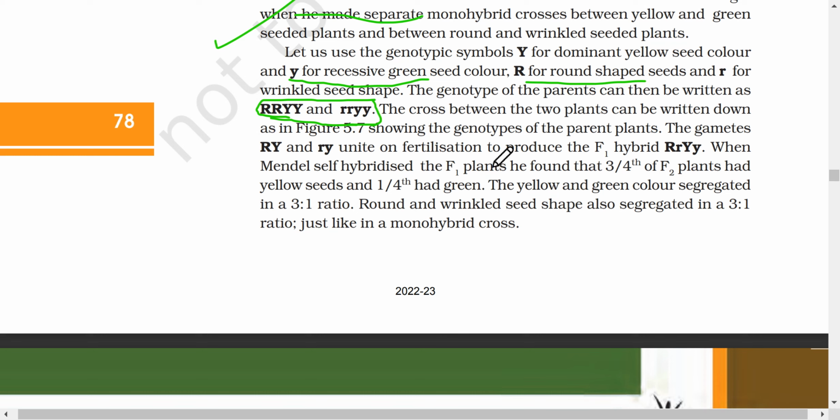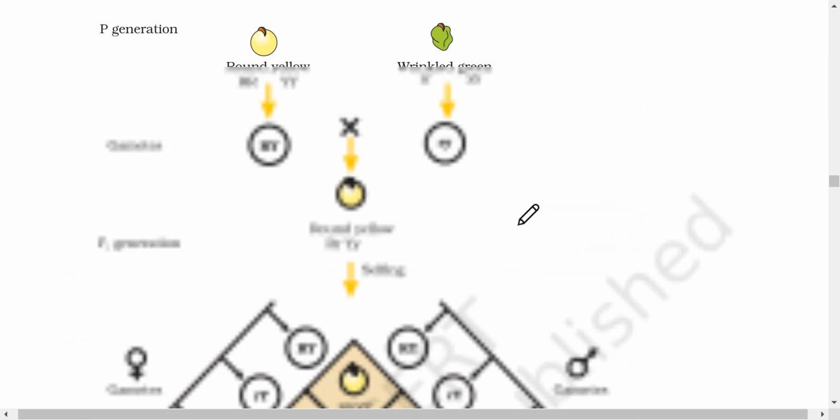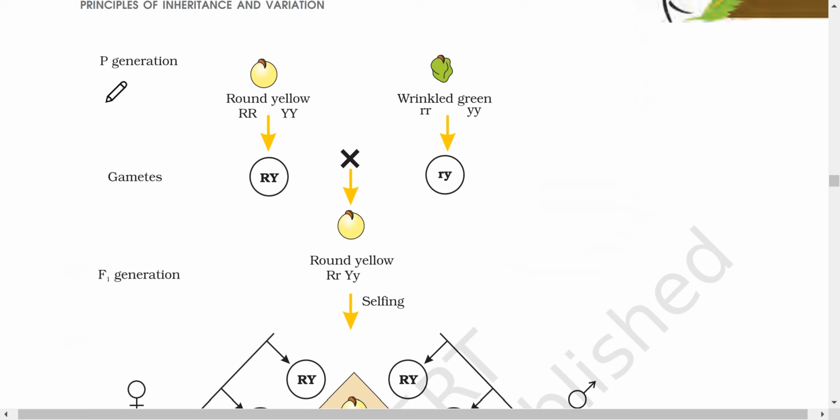So then it would be a lot easier. I just cannot do things. They're written though, but still you just cannot do things just by reading the crosses and everything. You got to do this. Fine. The cross between the two plants can be written down as in the figure. Again, there's something diagrammatic given. I just hope it's said. Yeah. So I think this will do wonders for us.